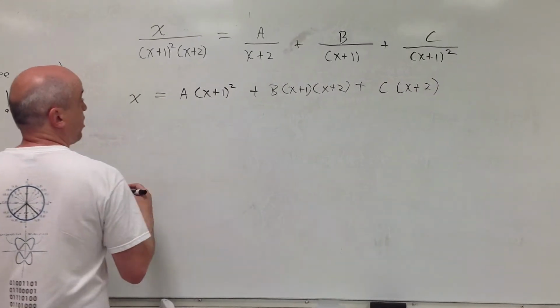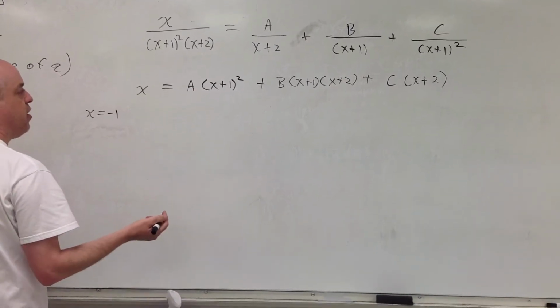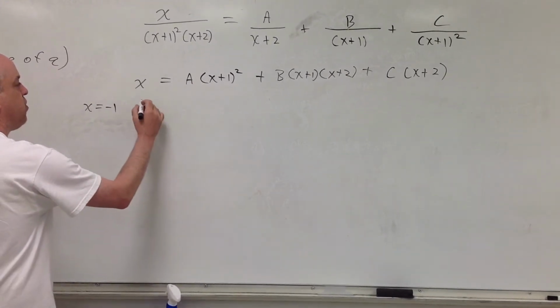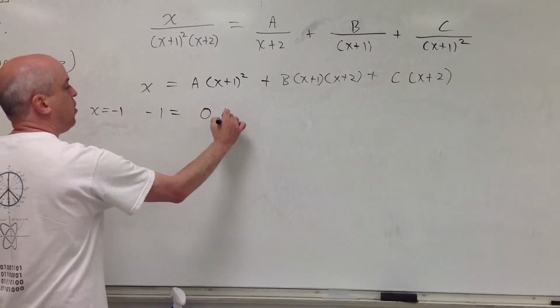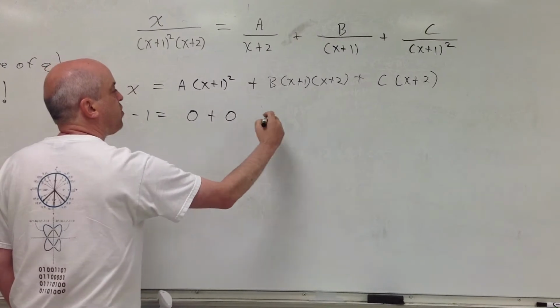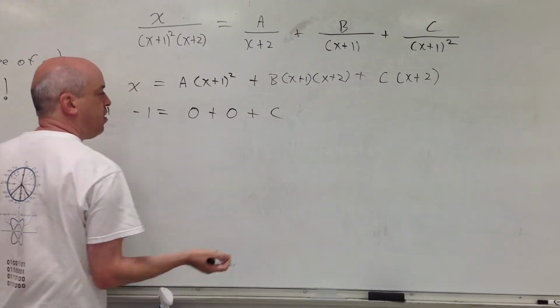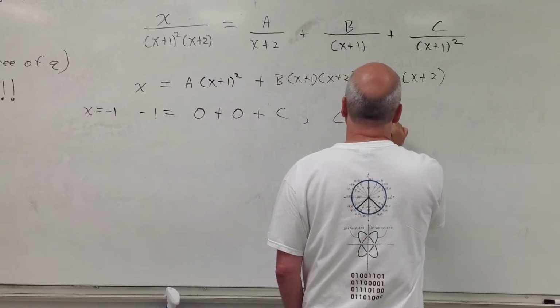Let's let x equal -1. Plug it in everywhere for x and just get a specific equation. On the left-hand side, we'll get -1. Here we'll get 0. Here we'll get 0. And then -1 plus 2 is 1, so I'm going to get c there. And we just get c equals -1, so we almost got c for free.